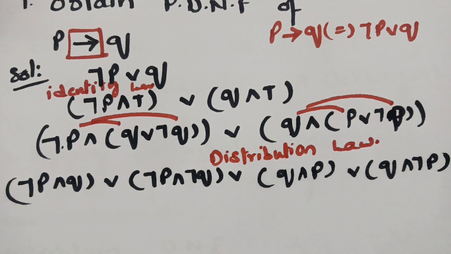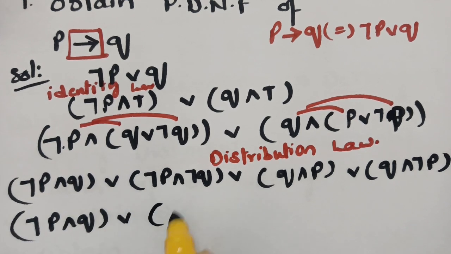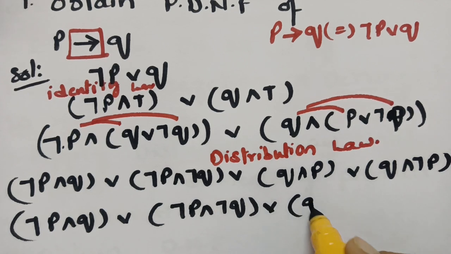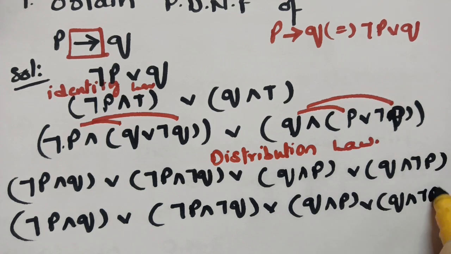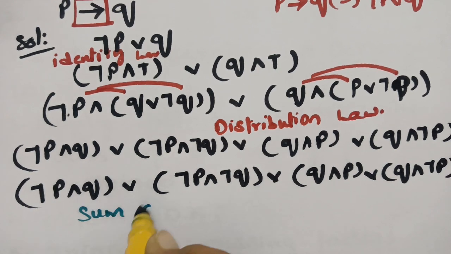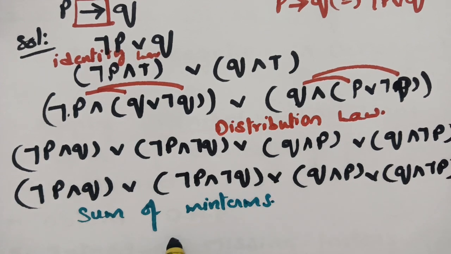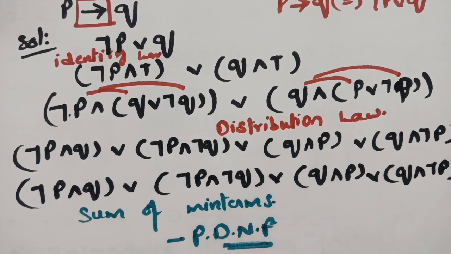So if you observe carefully, each of these is a minterm, therefore the sum of minterms is negation P and Q, or negation P and negation Q, or Q and P, or Q and negation P. So what do we have to call this one? This is the sum of minterms. Sum of minterms is nothing but the principal disjunctive normal form. So this is how we have to use it.